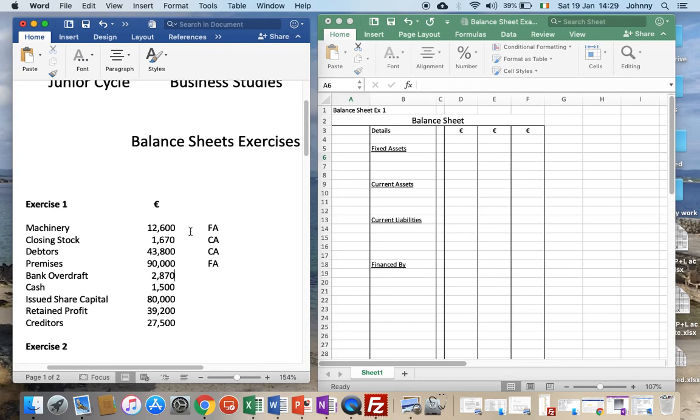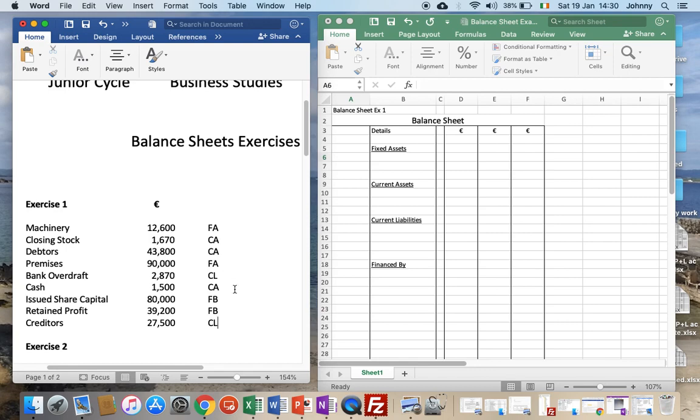Bank overdraft. You did this in first year. This is money that we were allowed to overspend by the bank. So the bank gave us permission to write checks or spend money more than we had in our account. So we owe money to the bank. So that's a current liability. Cash. So this is money we have at the moment that we'll use up fairly soon. So that's a current asset. Issued share capital. One of the main ways of financing a business. So that goes into finance by. Retained profit, so this is profit we've kept in the business. We're going to use that to pay for other things for the business, so that's also finance by. And creditors, people we owe money to, so we're going to pay them fairly soon, so that's a current liability.